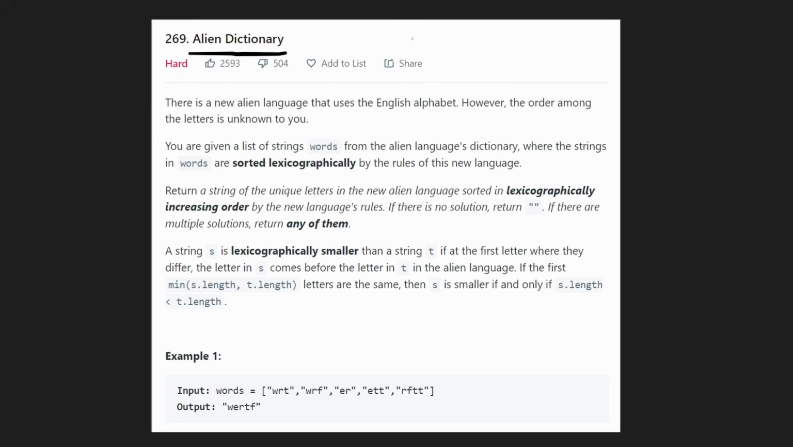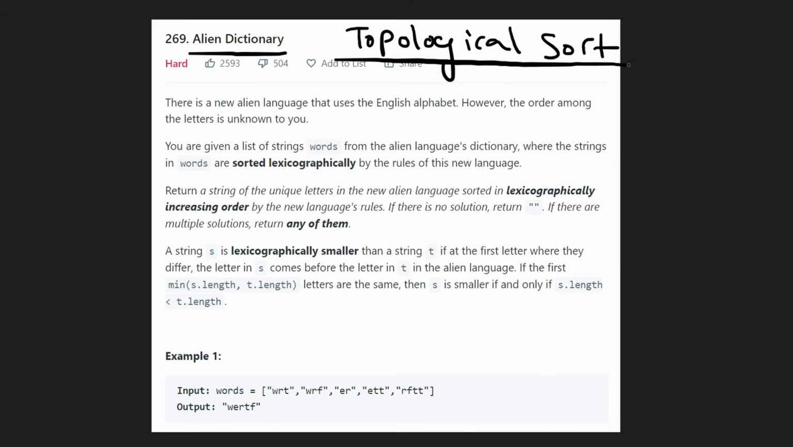It's a hard graph problem. So this problem is going to involve the algorithm topological sort that you may or may not have used before. You may not have even heard of this before. Topological sort involves a DAG, a directed acyclic graph, a graph that has directed edges but no cycles.